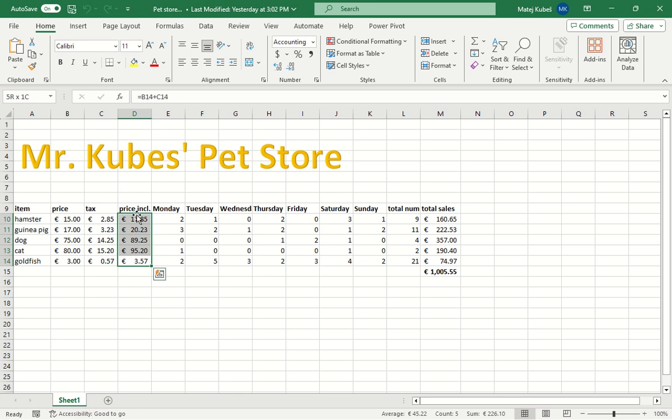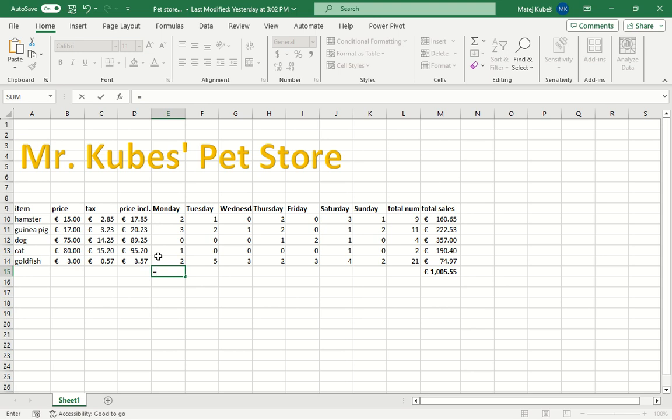So what I have to do is I need to take the price of a hamster times the quantity, plus the same thing for the guinea pig, plus the same thing for the dog, plus the same thing for the cat, and plus the same thing for the goldfish. So let's see what it's going to look like, my equation. So I always start my formula with the equals.